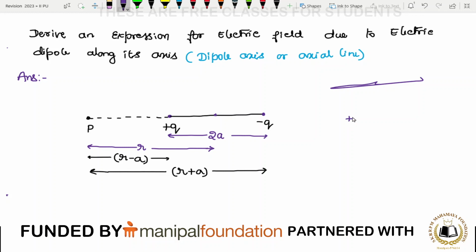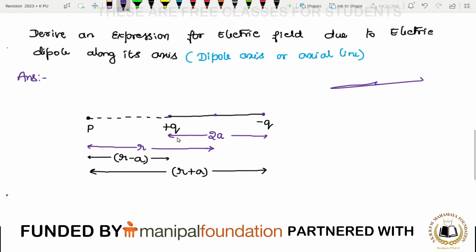And what is the electric field due to positive charge? Positive charge electric field is outward. Negative charge electric field is inward. Positive charge electric field is outward. Negative charge electric field is inward. So these are the basic information we should know first before deriving this one.